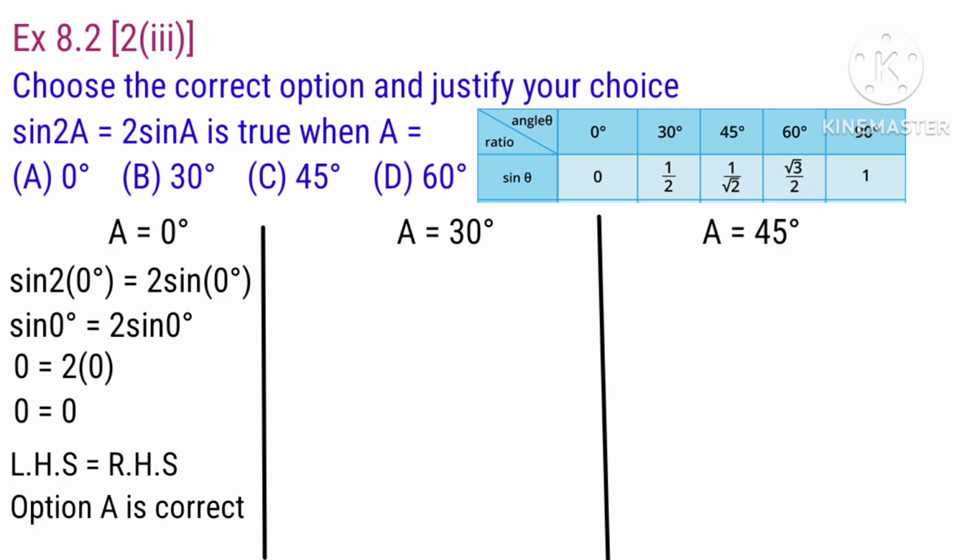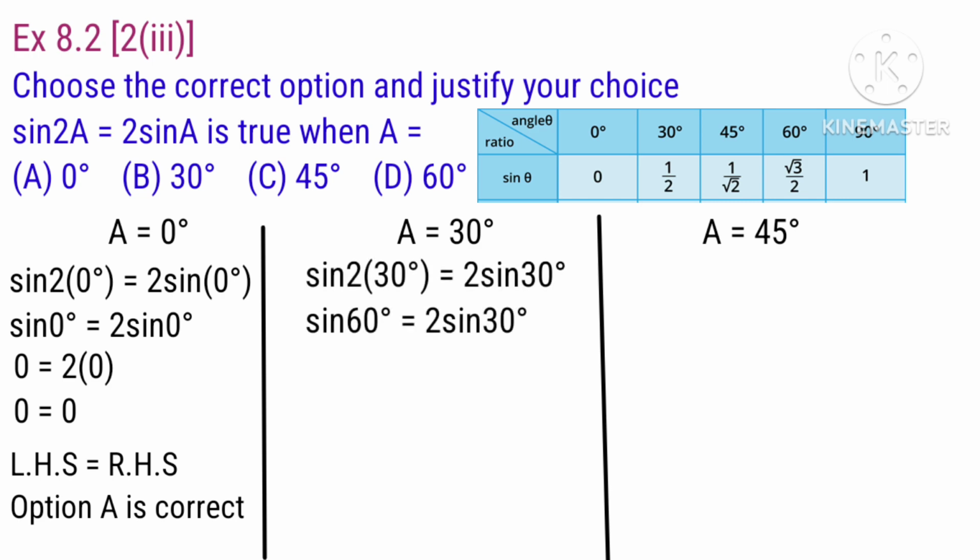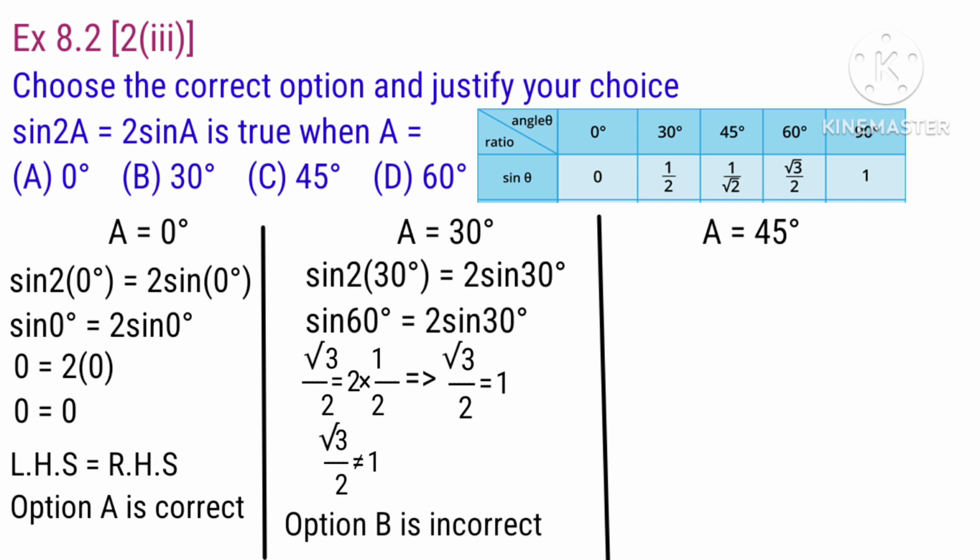Now we need to check option B, that is A is equal to 30 degree, and sin 2A is equal to 2 sin A. So we'll get sin 2 into 30 degree is equal to 2 sin 30 degree. So 2 into 30 degree is equal to 60 degree. So we'll get sin 60 degree is equal to 2 sin 30 degree. So sin 60 degree's value is square root of 3 by 2 and sin 30 degree's value is 1 by 2. So when we substitute, we'll get square root of 3 by 2 is equal to 2 into 1 by 2. That is square root of 3 by 2 is equal to 1. And here square root of 3 by 2 is not equal to 1. Correct? So option B is not possible.